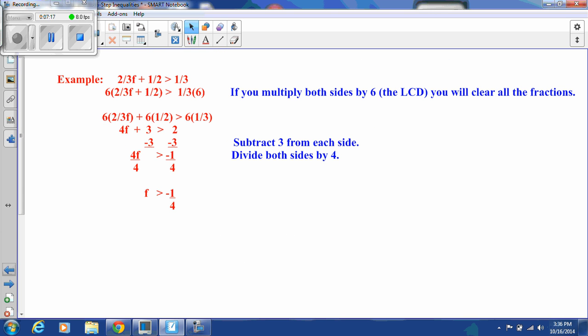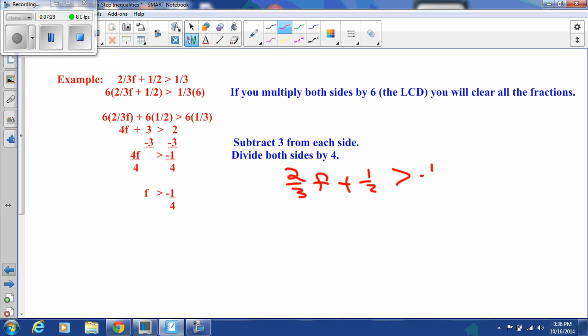This is a fun example that involves fractions. In this example, I have 2/3 f. I'm going to rewrite this. 2/3 f plus 1/2 is greater than 1/3. Well, first of all, I really would rather not work with fractions. To get rid of my fractions, I'm going to multiply both sides by 6, which is the least common denominator.